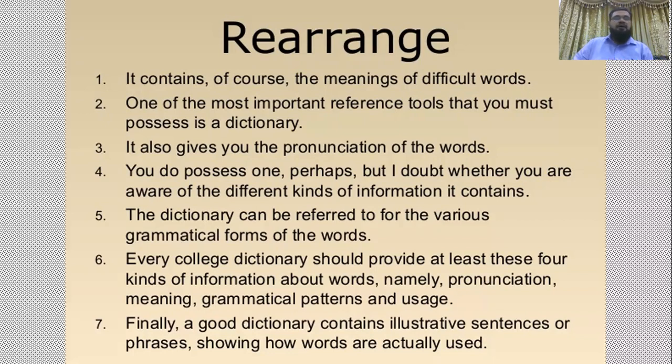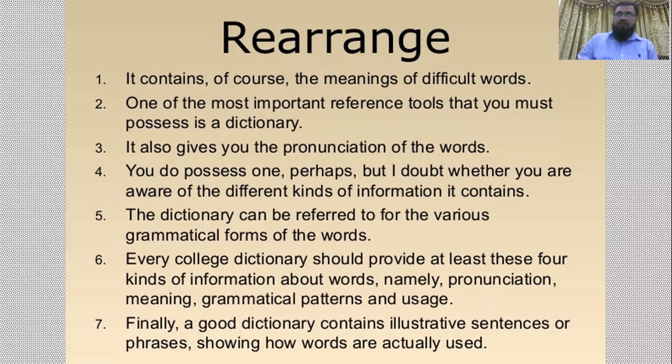Now see, it contains, of course, the meaning of difficult words. Number 2, one of the most important reference tools that you must possess is a dictionary. It also gives you the pronunciation of the words. You do possess one dictionary, but I doubt whether you are aware of the different kinds of information it contains. The dictionary can be referred to for the various grammatical forms of the words. Every college dictionary should provide at least these four kinds of information about words, namely pronunciation, meaning, grammatical patterns, and usage. Number 7, finally, a good dictionary contains illustrative sentences or phrases showing how words are actually used. Now you see, there is no coherence.